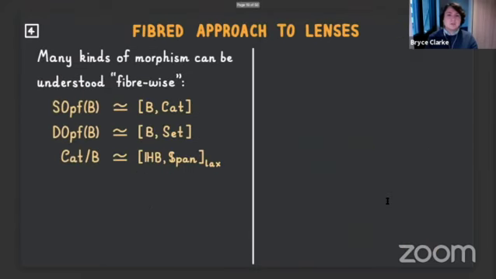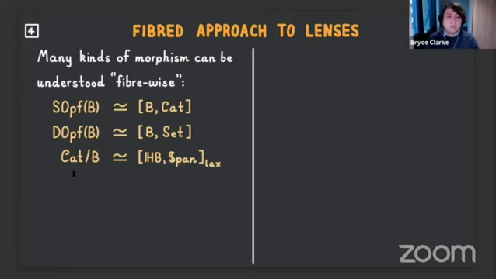Okay, so now we want to start with the first of our three approaches, which is this fibred approach to lenses. And so what do I mean by this? Well, many kinds of morphisms, particularly kinds of functors, can be understood what we call fiber-wise. Perhaps the best known is split opfibrations, which are equivalent to strict functors from some category B into Cat. Going from a functor into Cat back to a split opfibration is this Grothendieck construction, which is very well known. A more special case is that functors from B into Set are equivalent to discrete opfibrations.